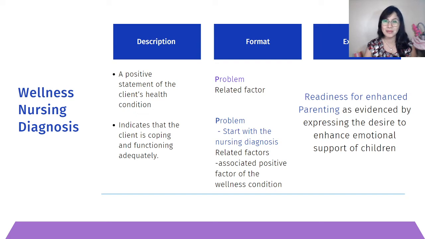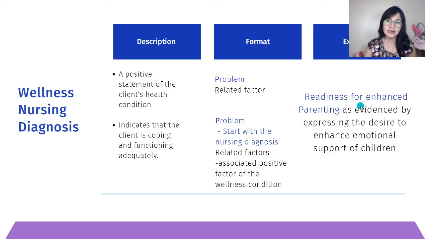So what is again PES? Problem, etiology, and signs and symptoms. So going back to wellness, the format here is problem and related factor. For the problem, start again with the nursing diagnosis. Take a look at the NANDA. And then for the related factors, review the associated positive factor of the wellness condition.